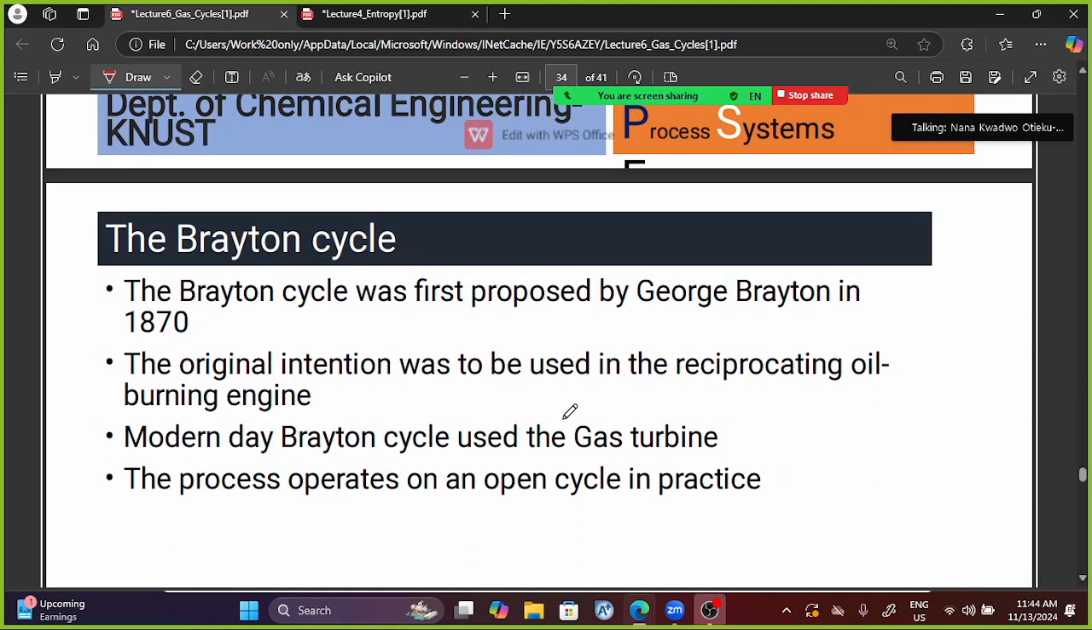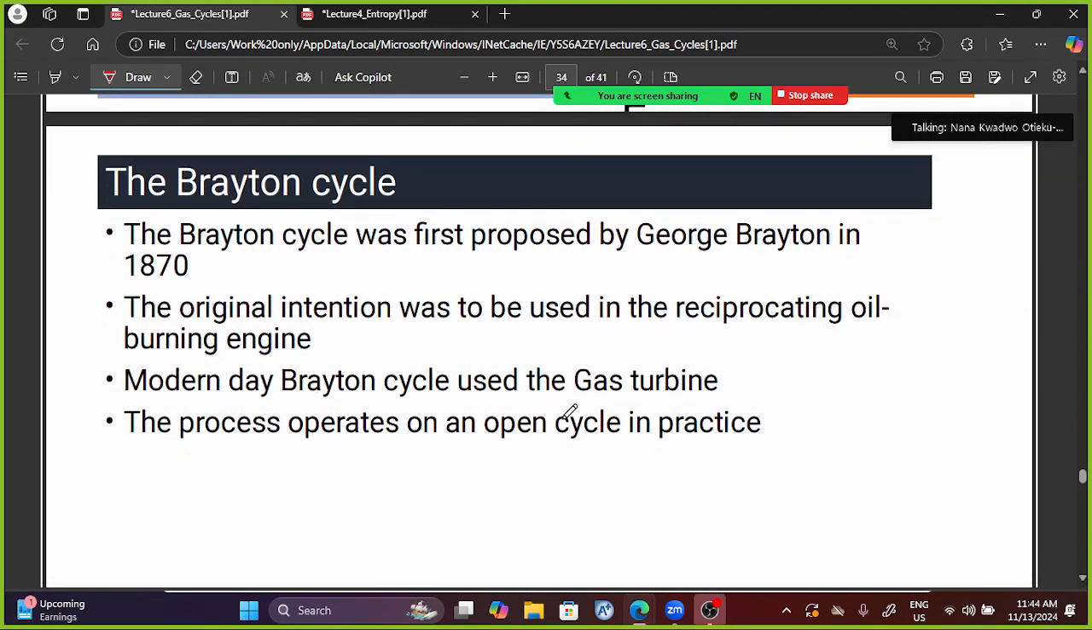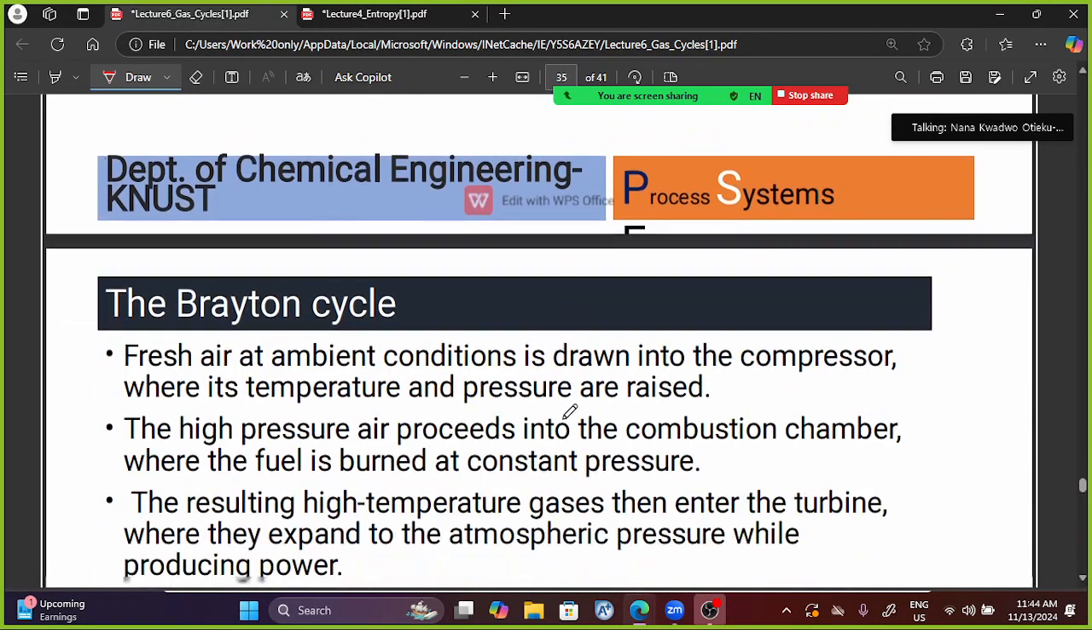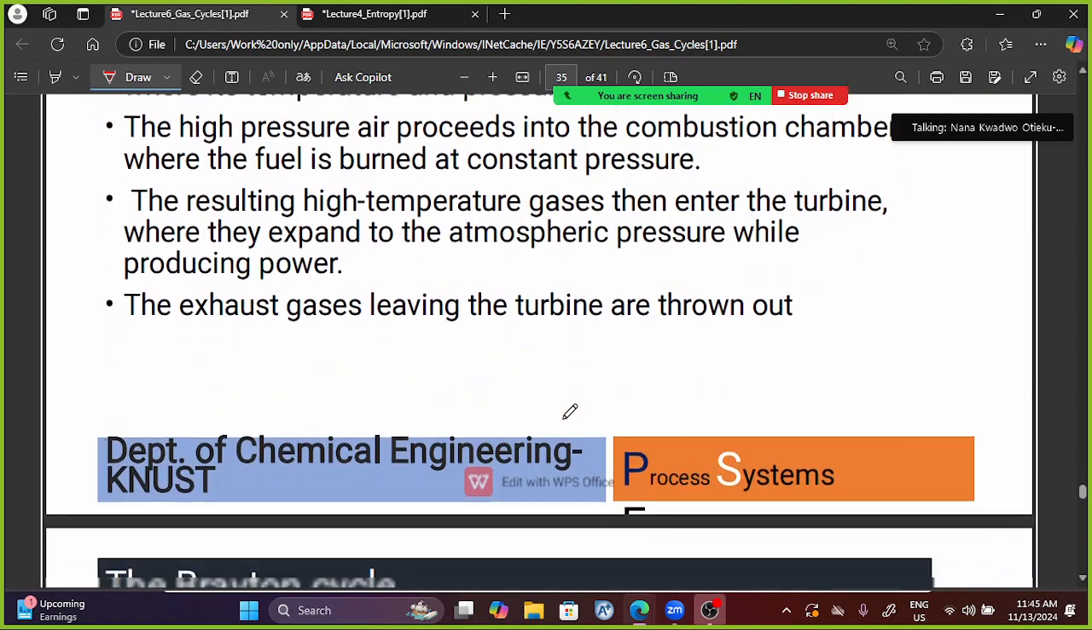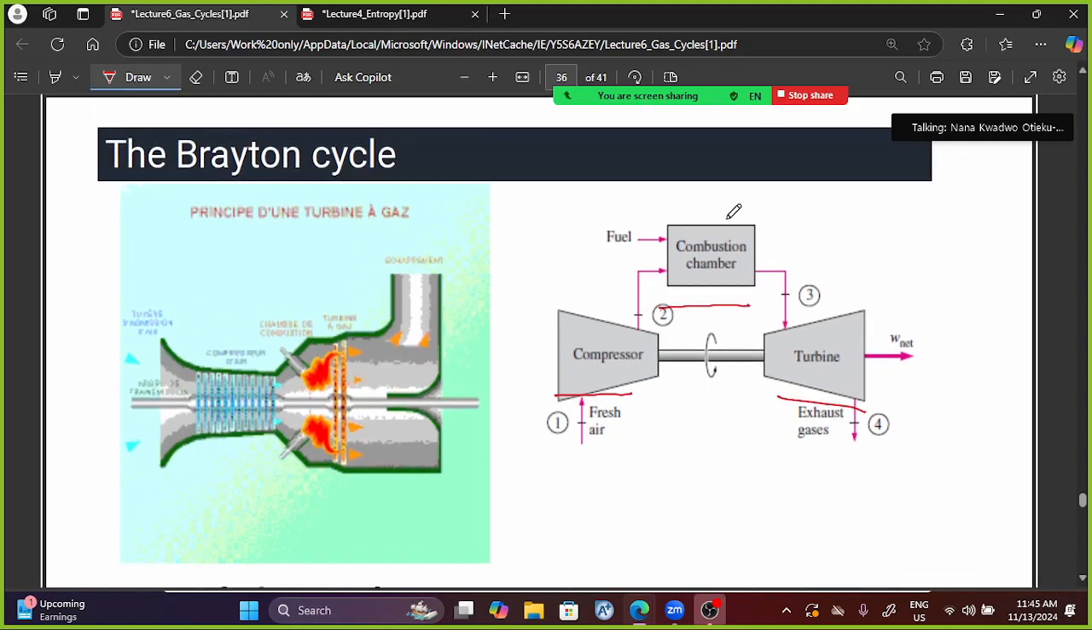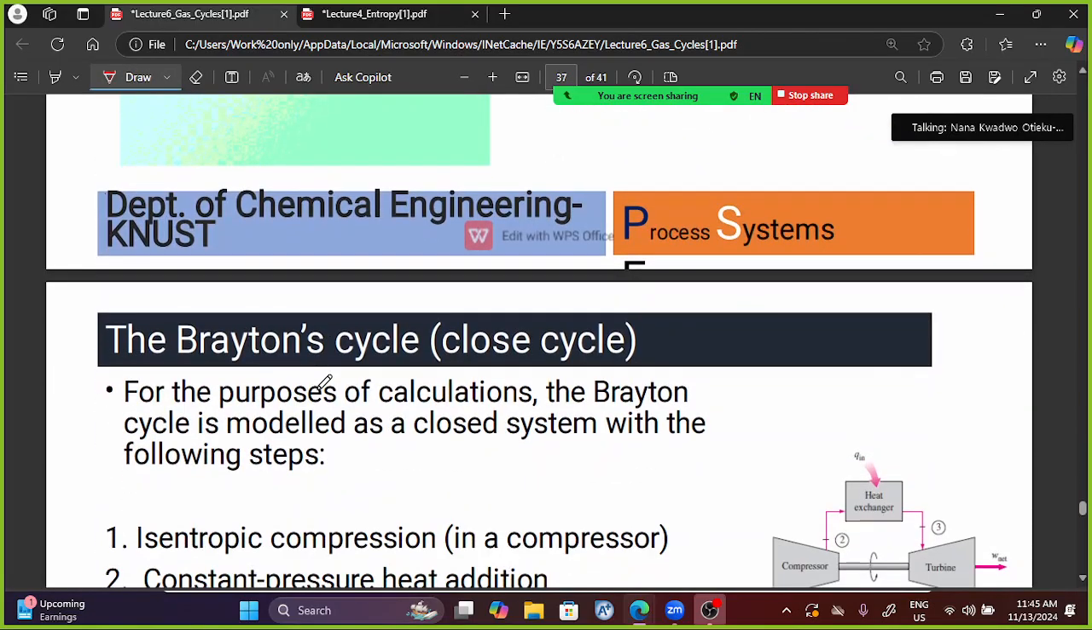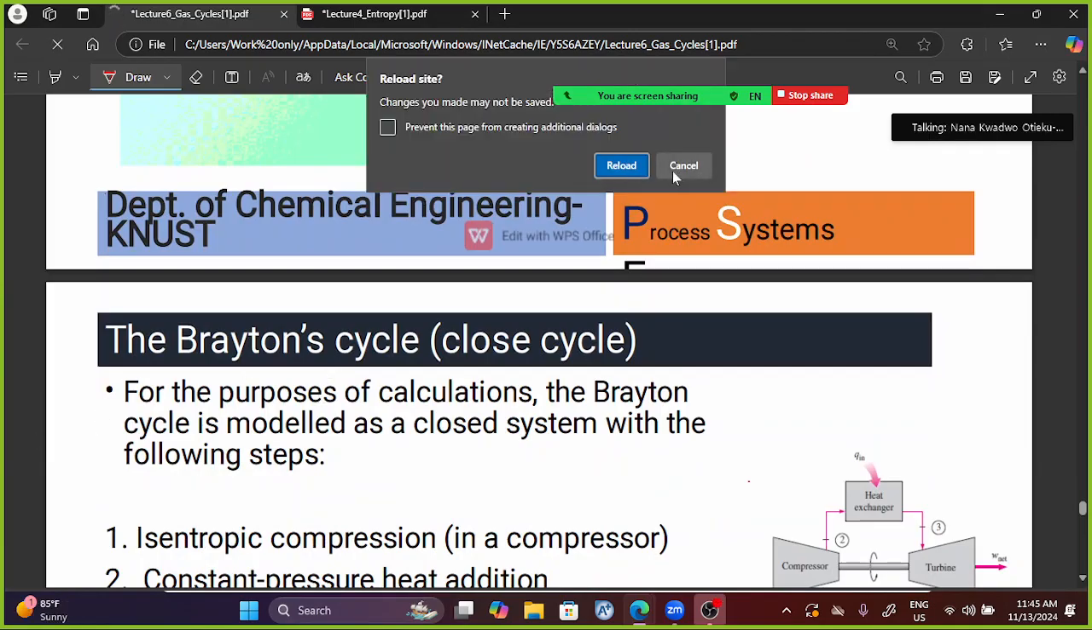So the last cycle we have to do is the Brayton cycle, right? For the sake of time, I would go straight to the image and then use that to explain what happens with the Brayton cycle, give a few points, and then I think I'll try and finish solving the question on time. Just a minute. Let's try and finish up.